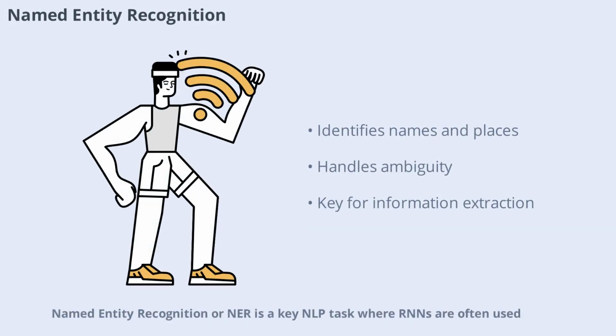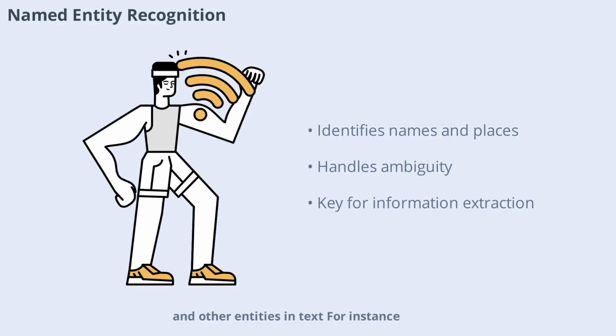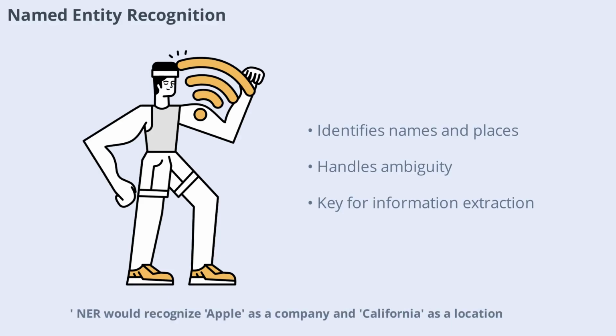Named entity recognition, or NER, is a key NLP task where RNNs are often used. NER involves identifying and classifying names of people, places, organizations, and other entities in text. For instance, in the sentence "Apple released a new iPhone in California," NER would recognize Apple as a company and California as a location. RNNs help by processing the sentence in order and using context to accurately identify entities, even when names are ambiguous.